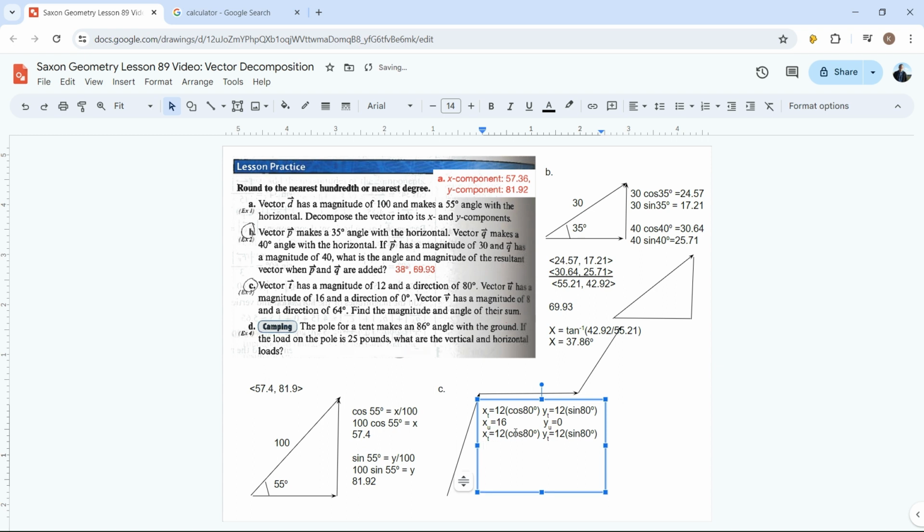And we're going to plug in, let's see, what is this one? Vector V. Okay. So let's do that. And then it's going to be, let's see, not 12. The last one is 8 times the cosine of 64. And then in the y, it's going to be 8 times the sine of 64. And now we're ready to actually start doing some calculating. So we do 12 cosine of 80 and 12 sine of 80 first.